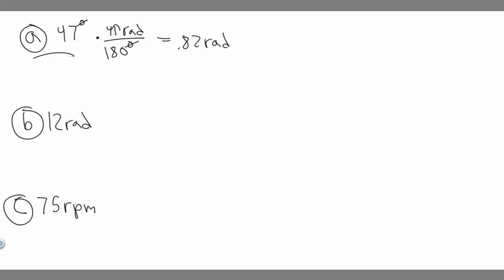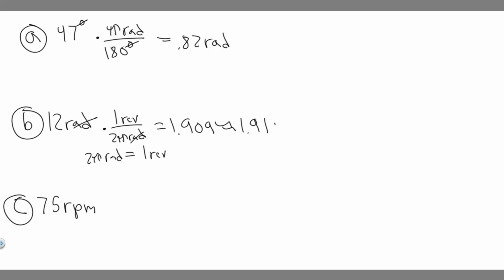Now let's do B. We're converting from 12 radians to revolutions. What you need to know is essentially 2 pi radians is equal to 1 revolution. So all we have to do is multiply by 1 revolution on top for every 2 pi radians, and then radians will cancel. So you just do 12 times 1, which is 12, and then divide by 2 pi. If you go ahead and do that, you'll get 1.909, and then we can round, so 1.91, and the unit is revolutions. So 1.91 revolutions, that's the answer to B.